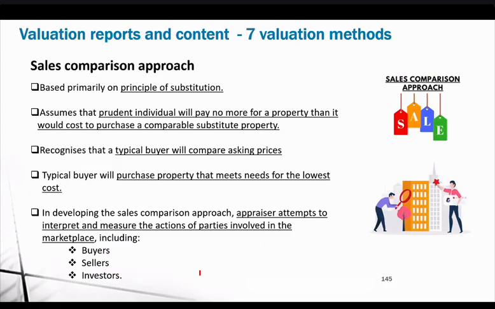Next one here, the sales comparison approach, is based primarily on the principle of substitution. We assume the prudent individual will pay no more for a property than it would cost to purchase a comparable substitute property. And a typical buyer will purchase the property that meets their needs for the lowest cost.